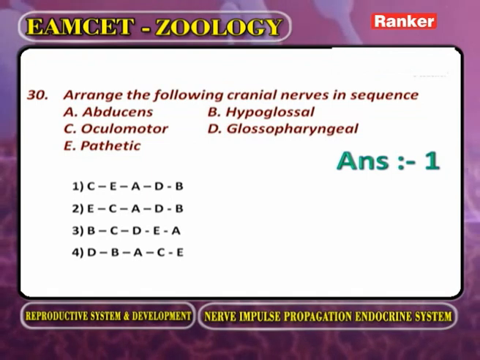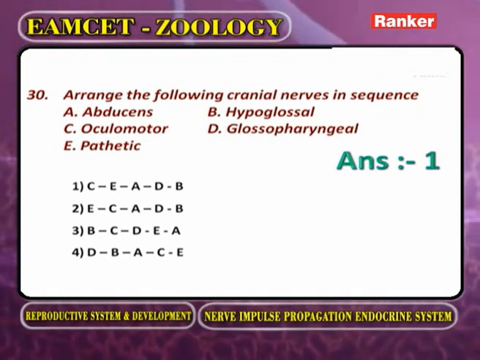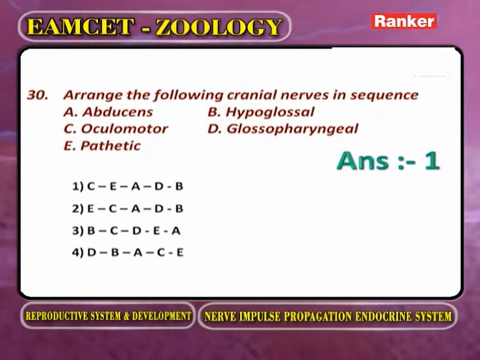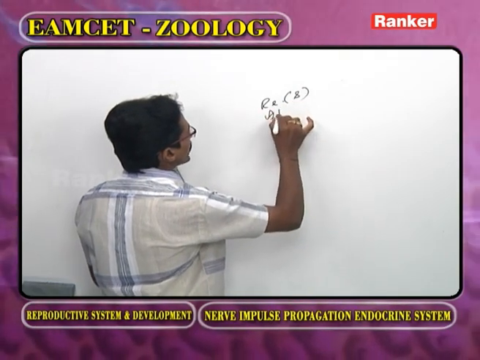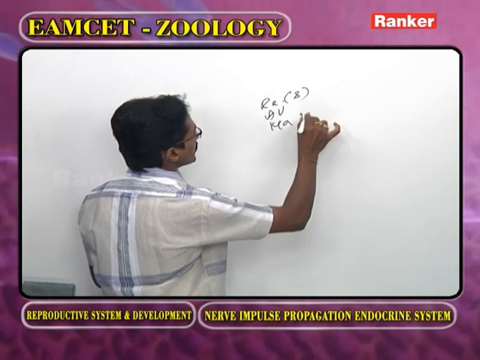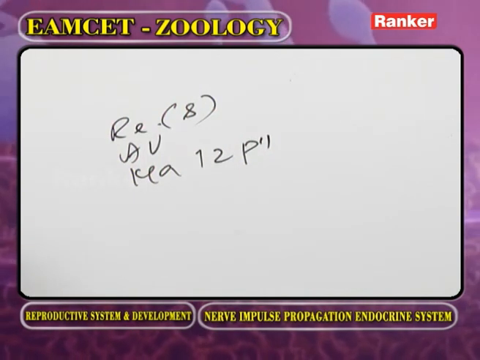Arrange the following cranial nerves in a sequence. Now, in the case of all reptiles except snakes, and in the case of birds and mammals, how many pairs of cranial nerves are present? 12 pairs of cranial nerves.